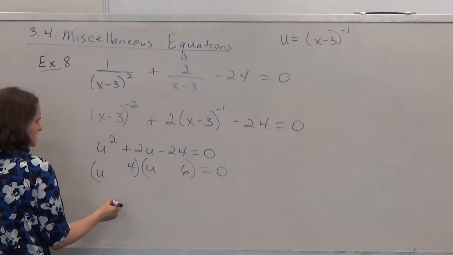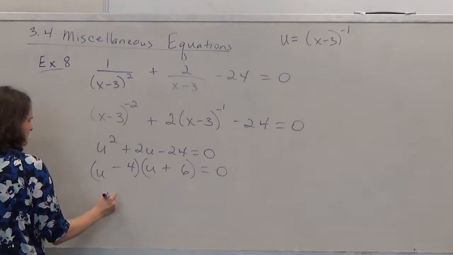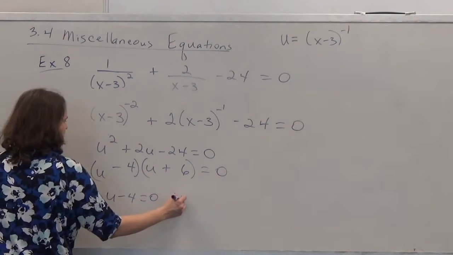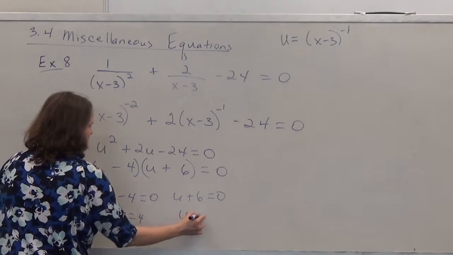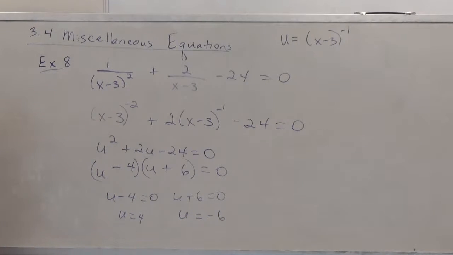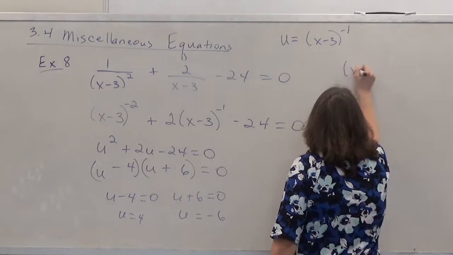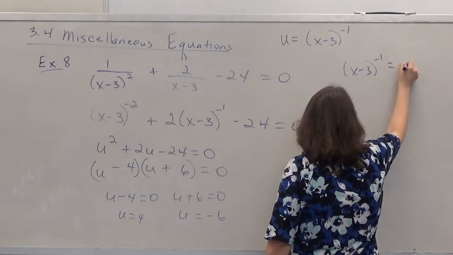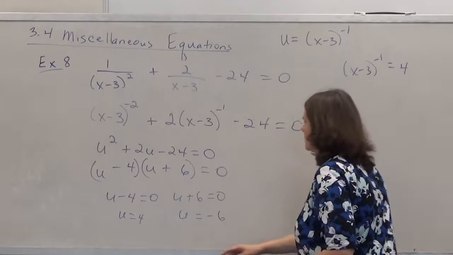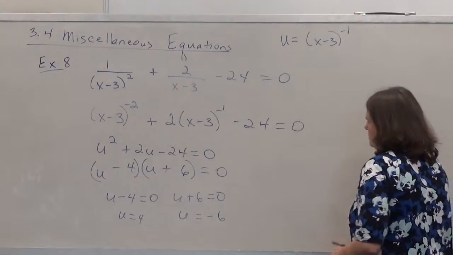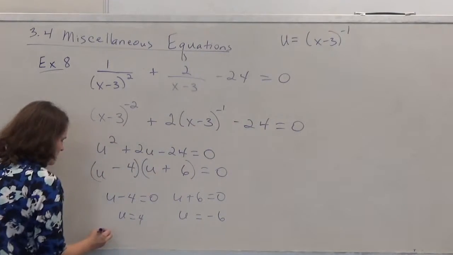It's 4 times 6. And make the 4 negative and the 6 positive. So we get u equals 4 and u equals negative 6. Now we substitute back in to solve for x. So we're going to have (x minus 3) to the negative first, and I think I'm going to go down because I'm a little cramped for space here. So we're going to replace u with the (x minus 3) to the negative first.